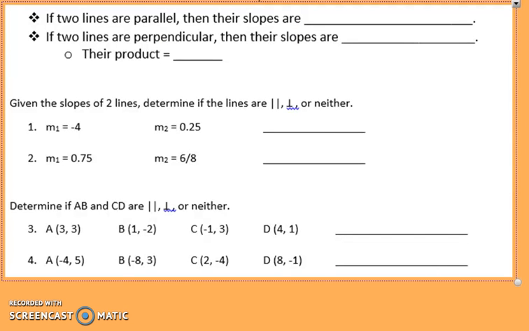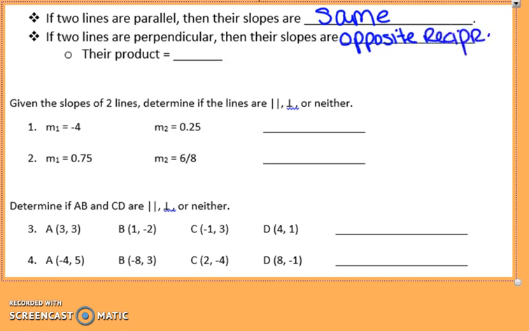Now, when it comes to slopes of parallel and perpendicular lines, if two lines are parallel, first of all, that means that their slopes are going to be the same because these lines are never going to touch each other. No matter how far you extend them, the lines will never touch. If two lines are perpendicular, perpendicular means they meet at a right angle. So they're going to intersect each other and form a right angle. Their slopes are going to be what we call the opposite reciprocal.